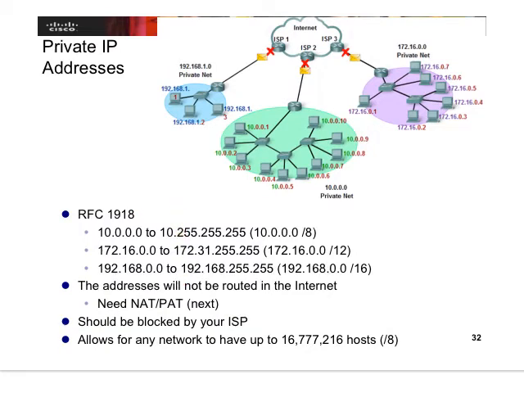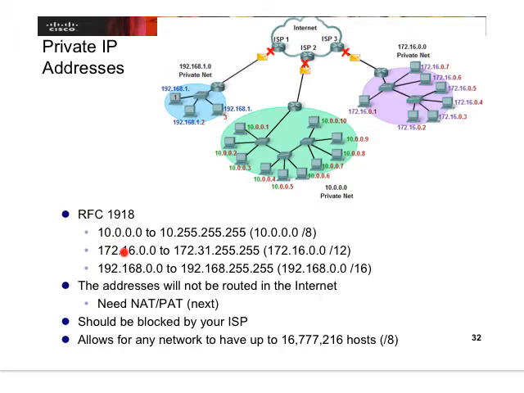The first range is any host address from 10.0.0.0 all the way to 10.255.255.255. And these are agreed upon ranges. It's not that there is any specific reason why they chose these, but these are ranges that have been agreed upon.